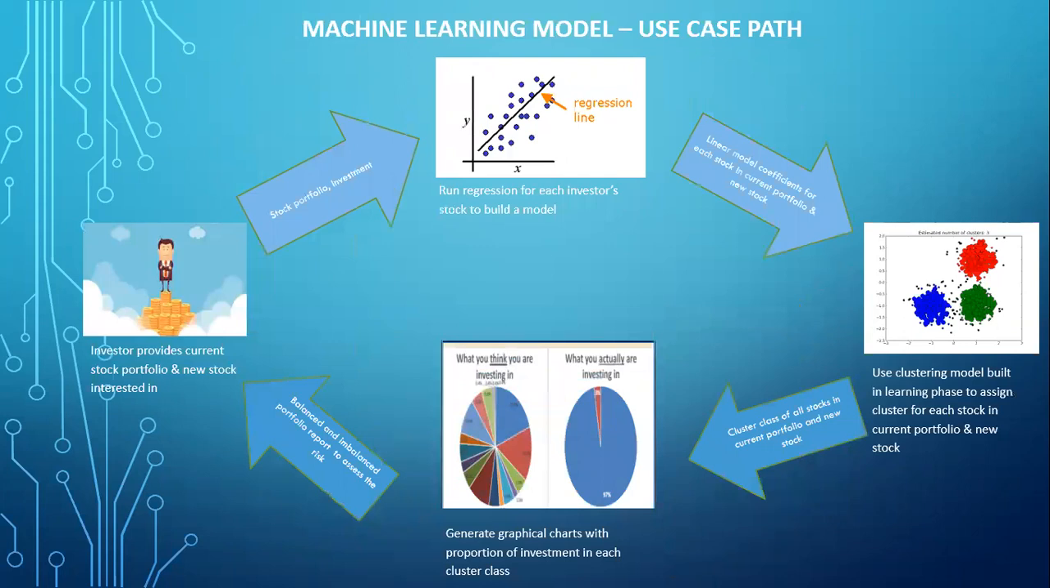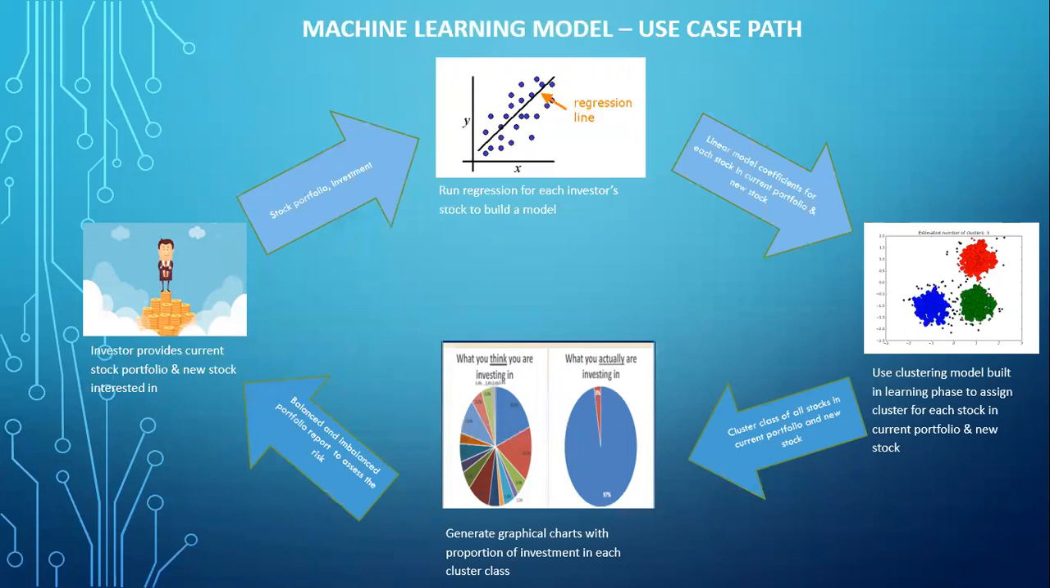Here we have the use case path. This is to show how this model works in the real world. So an investor comes with his or her current portfolio and the new stock investment they are interested in. So this data is passed into the regression algorithm, and the regression algorithm will build a model for all the stocks in the investor's portfolio. This is passed to the clustering model that we have already built, and that will decide the clusters for the stocks in the investor's portfolio.